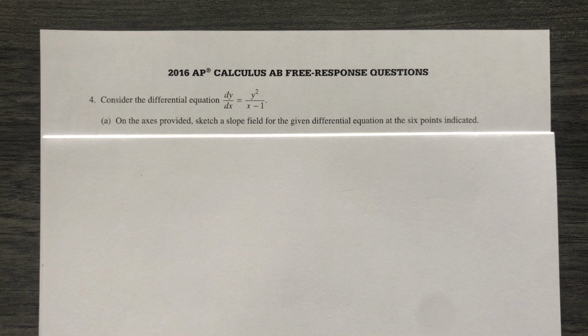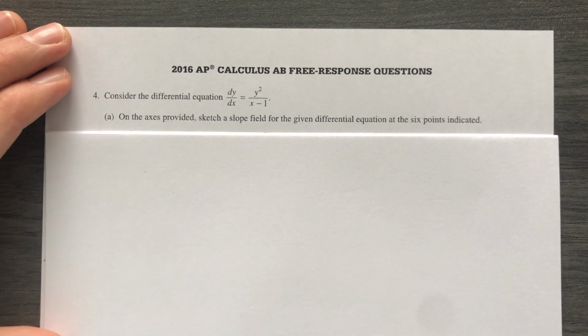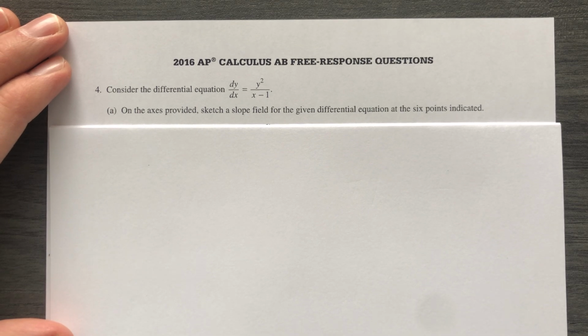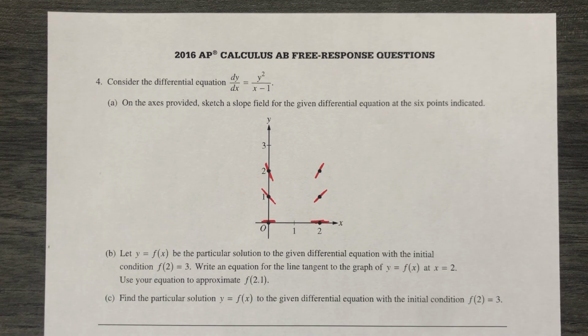All we have to do is plug in the coordinates and figure out what the slope would be and then draw a tiny little line that represents that slope. So there it is. There's your answer. Don't want to waste too much time doing something that I think you can figure out quite easily.